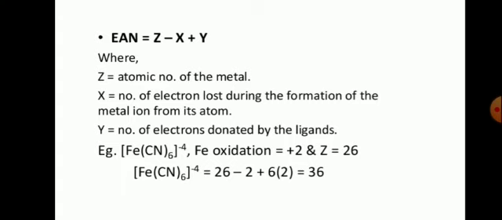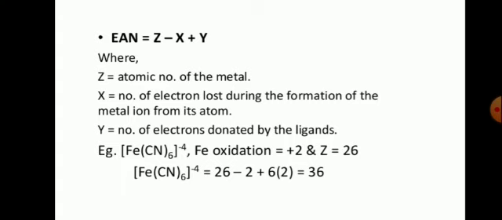For example, if you have a complex Fe(CN)6 with a 4 minus charge, that suggests the oxidation state of the central metal is plus 2. The atomic number of the central metal, Z, is 26. So the EAN becomes Z, that is 26, minus X, that is the oxidation state 2, plus 12, that is 6 ligands have given 2 electrons each. So the EAN comes out to be 36, which is equal to the atomic number of krypton.